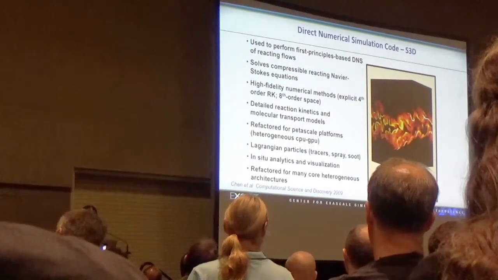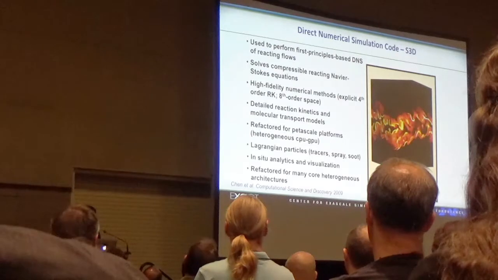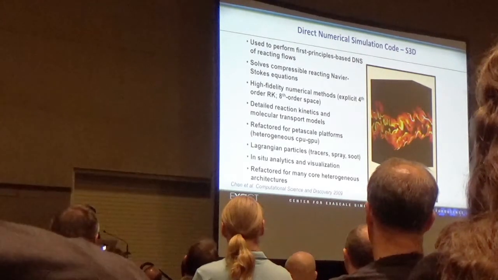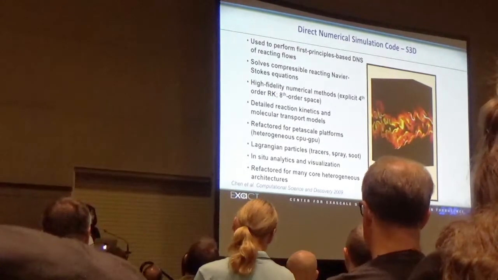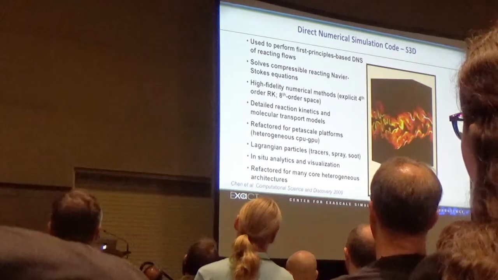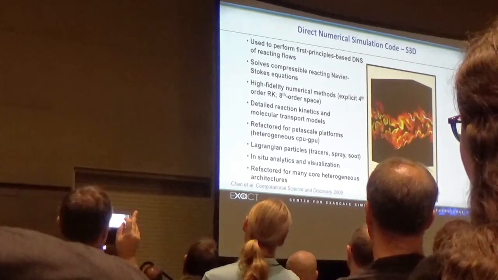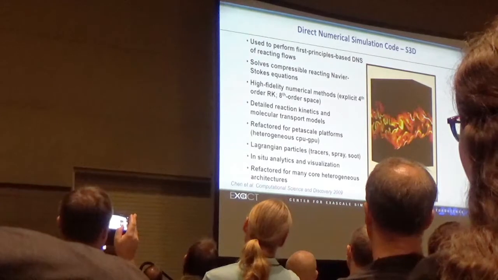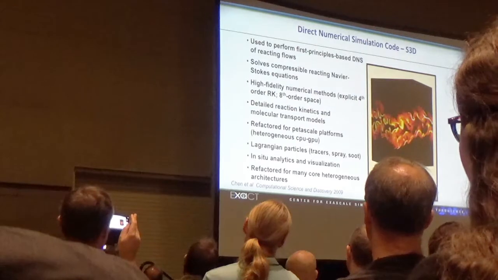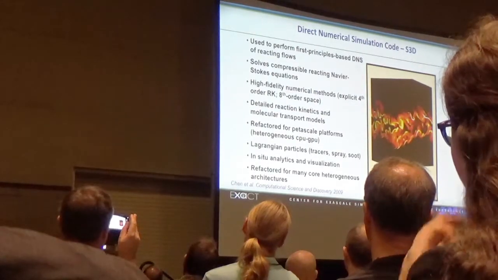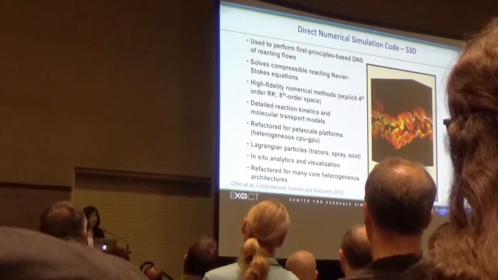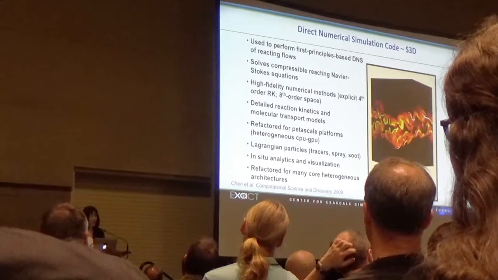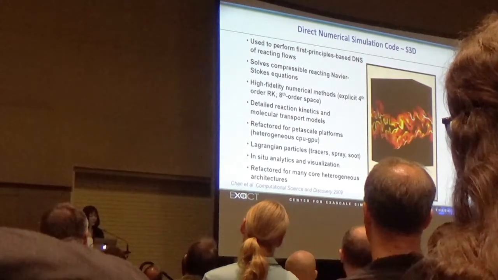The code that we've developed over many decades is called S3D, developed in my research group at Sandia with support from the Office of Science and Department of Energy. The code is used to solve compressible reactive Navier-Stokes equations. It's a DNS code, and it uses very high order accurate methods, explicit 4th order in time using a method of lines, 8th order in space using a centered finite difference approach. And it has a very detailed multiphysics treatment, as I mentioned, for chemistry and for other spray and soot physics.